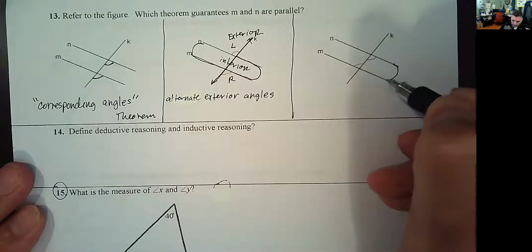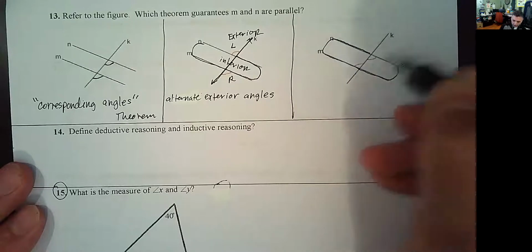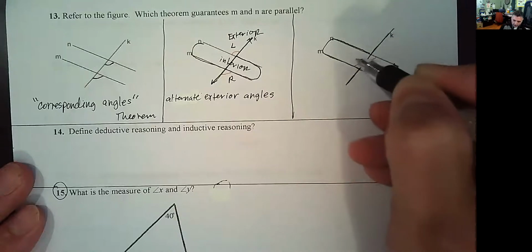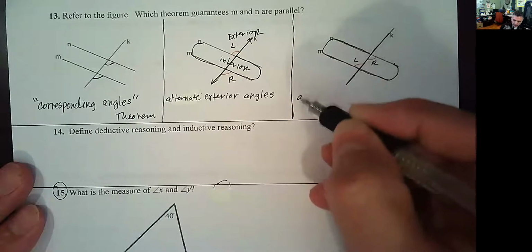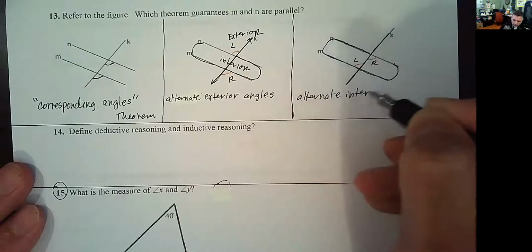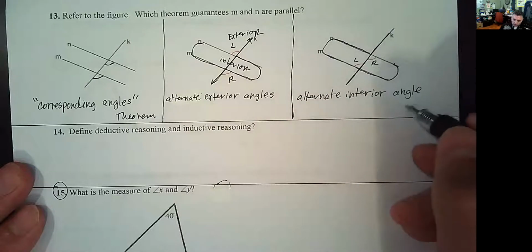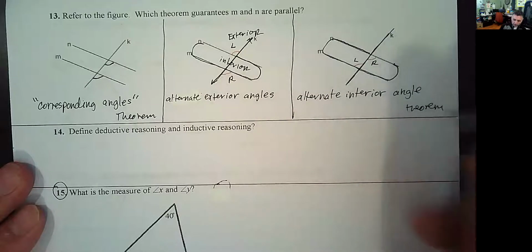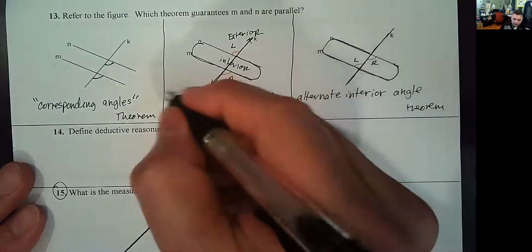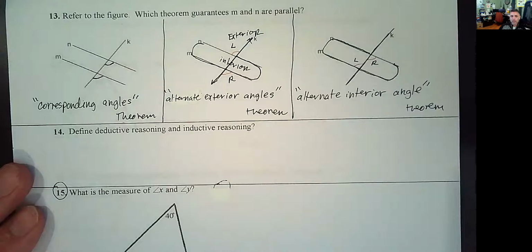So same thing here. Connect these two. I know these angles are interior. And then if I compare them to this line, this is on the left side, that's the right side. So these are alternate interior angle theorem. And technically they're all theorems. But again, you can get away with just knowing the name. Okay.